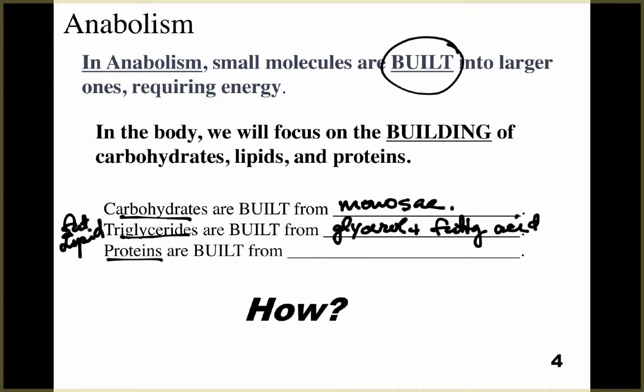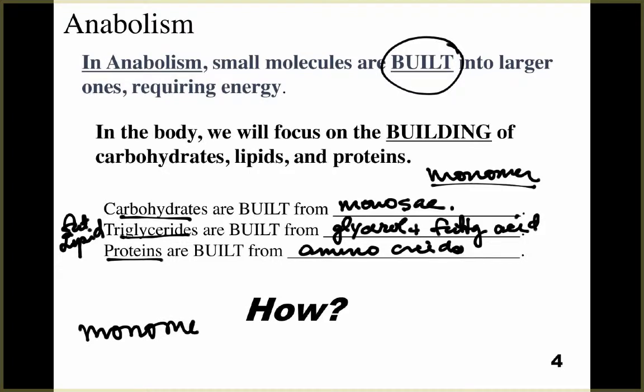And proteins, their monomers, their building units, are amino acids. If you've taken my class before, this is all review. We've gone over all of this. So what kind of reaction actually takes these small monomers and makes them into polymers, or a larger molecule made up of smaller molecules?